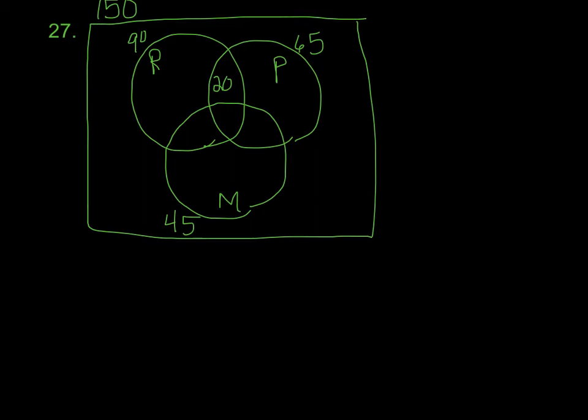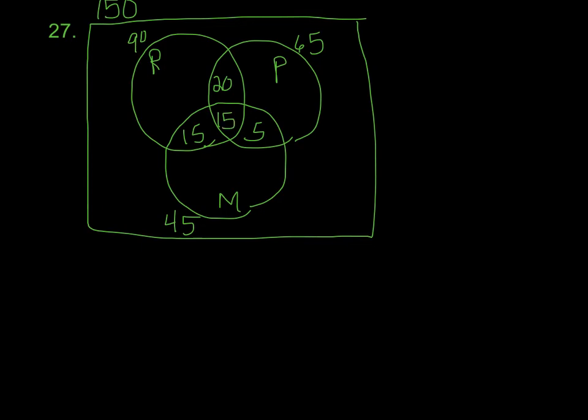So it's kind of the same idea. It can't be in the overlapping part there in the middle, so I'm going to put the 5 there. And then it also says 15 liked raspberry and mango, but not peppermint. So that's going to go out here. And 15 liked all 3. Now that's your overlap of all 3 in the center there. So that would be 15 smack dab in the middle.